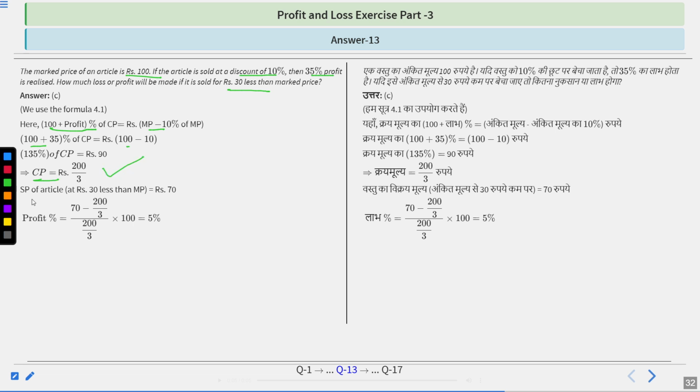Now, the question says the SP of the article is 30 rupees less than MP. Clear? So if the mark price is 100, the selling price will be 70 rupees, because in this question the mark price is 100, as given. So the selling price will be 70 rupees. So what is the profit? Profit will always be (selling price minus cost price) upon cost price multiplied by 100. So (70 minus 200/3) upon 200/3 multiplied by 100, which equals 5%. So C is the correct answer.